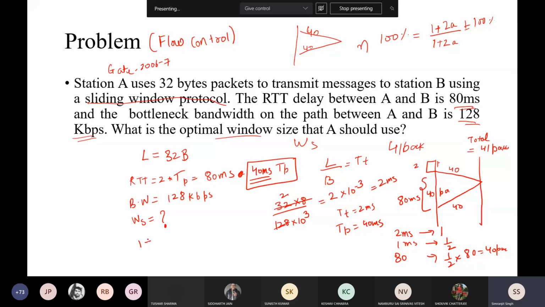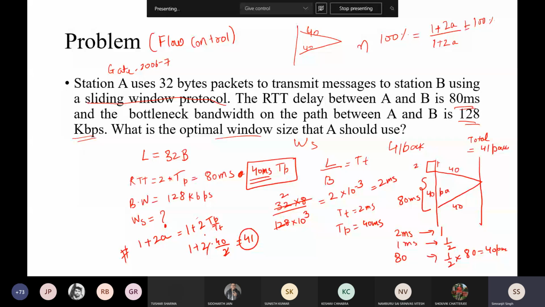So again, what is my window size? It should be 1 plus 2a here. What is a here? a is TP by TT. What is TP here? TP is 40 milliseconds over TT is 2. If you solve it, it is 41. If you know the formula you can go ahead with this, but if you know the concept, there is no need to remember the formula. For 100% efficiency, I will move on to this formula.